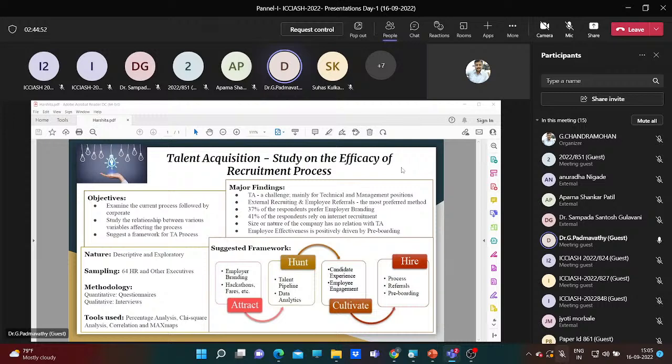Apart from this, we also found external recruiting and employee referral is the most preferred method. However, 41% of the recruiters still depend on internal recruitment, and 31% of the respondents use internal as well as outsourcing. Employer branding is the most encouraged factor in hiring, as it gives recognition to the company and creates a corporate image in the market which attracts the right talent to the organization. And employee effectiveness is positively driven by pre-boarding. Many of them felt that pre-boarding will boost their employee commitment, increase the employee retention rate, and also give a sense of belongingness to the organization.